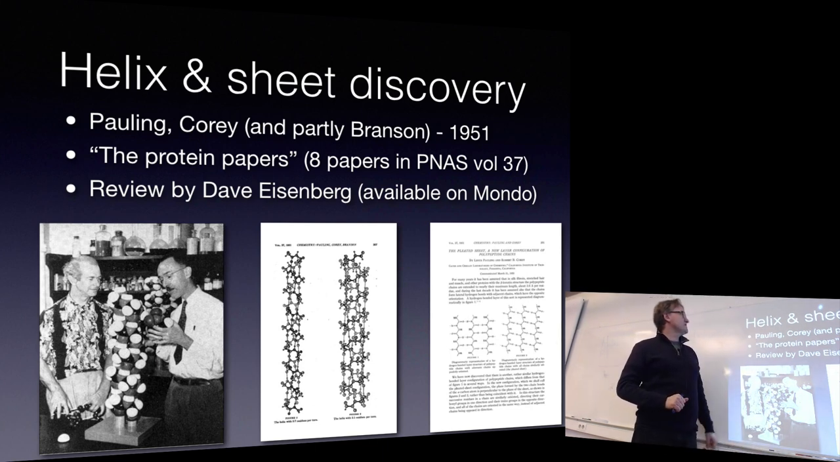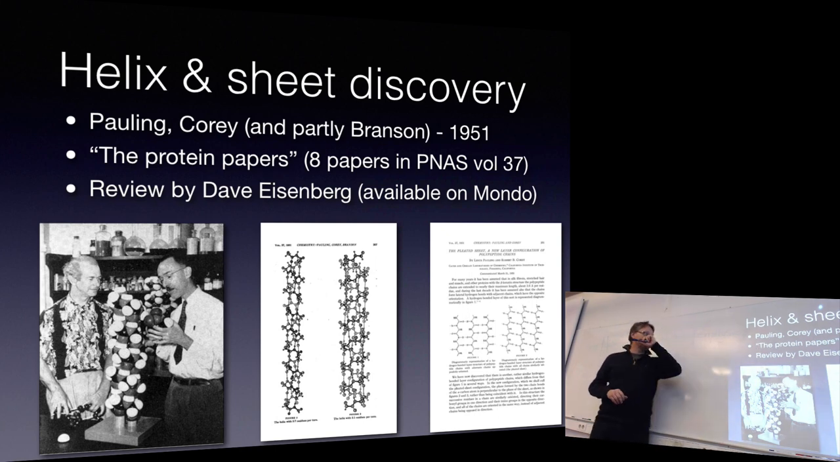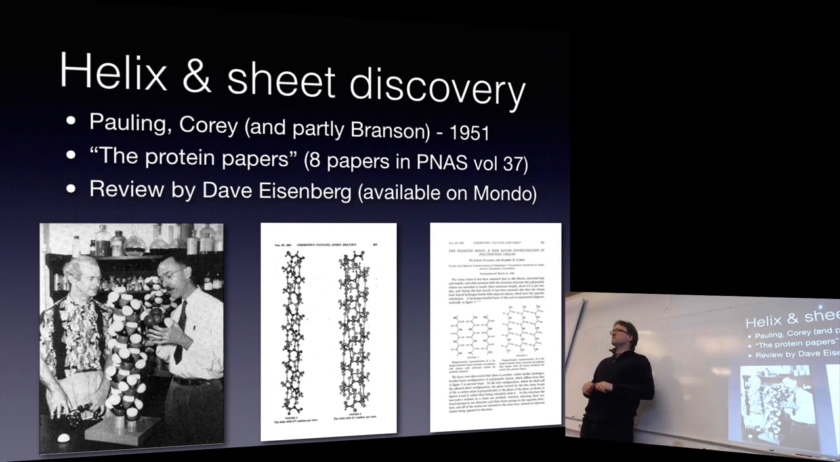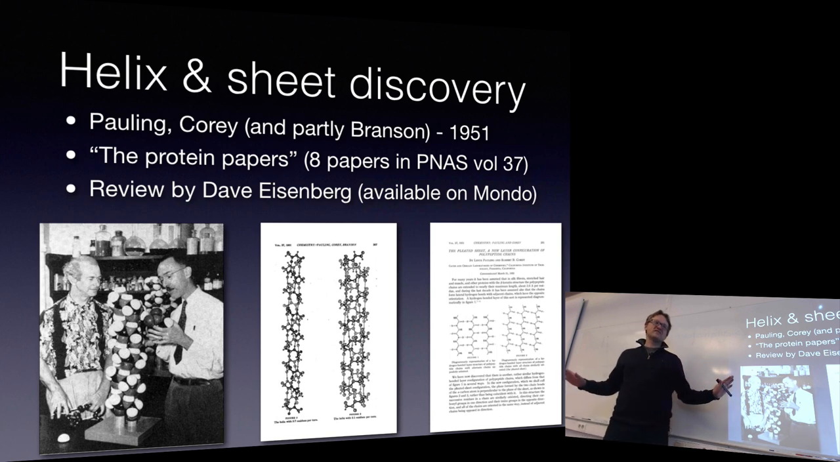Pauling, Corey, and Branson wrote a series of eight beautiful papers. I'm not going to ask you to read all of them. I distributed this Dave Eisenberg review. These were the papers where they talked about this in theory before any of these patterns had been shown in structures. They went through all the things I talked about. What are the possible helical twists you can have? How could you place amino acids stably right next to each other? They identified all the hydrogen bond patterns and everything in 1951.